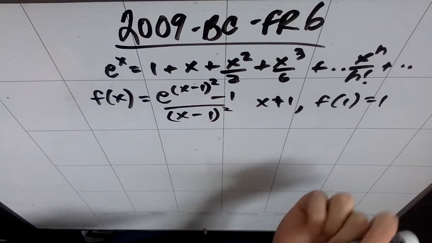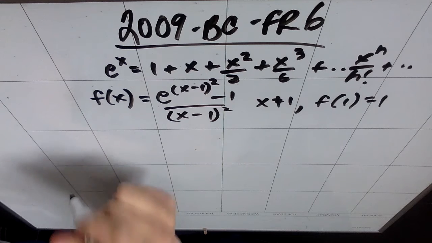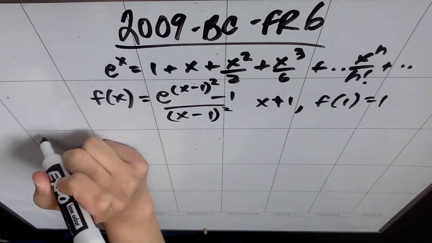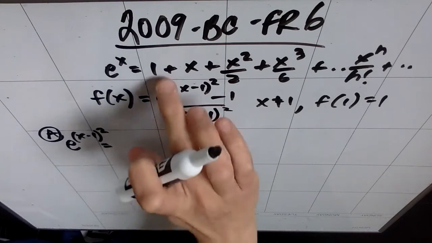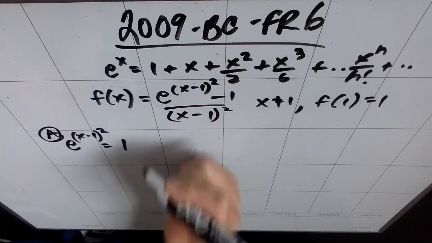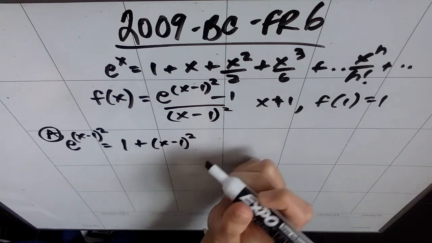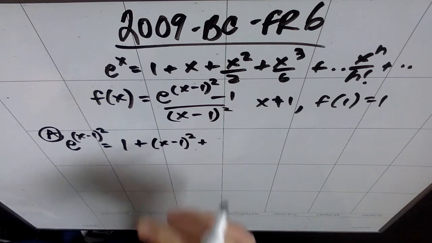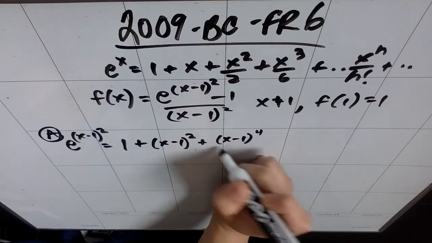Okay, so essentially all they're asking us to do now is we have the e to the x, right? They're saying if we wanted to write e to the quantity x minus 1 squared, we would just replace every x we see with an x minus 1 quantity squared, right? So, for part A, e to the x minus 1 quantity squared is going to equal, the first term is just a 1, there's nowhere to plug anything in, so it's still just a 1. The second term is an x, so instead of an x, I'm going to plug in an x minus 1 quantity squared. The third term is an x squared over 2, so I'm going to plug in an x minus 1 squared and get x minus 1 squared squared, which is x minus 1 to the 4th over 2.